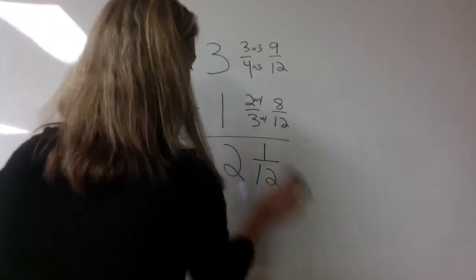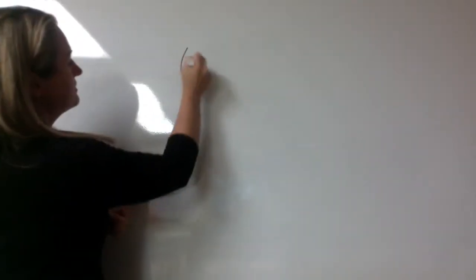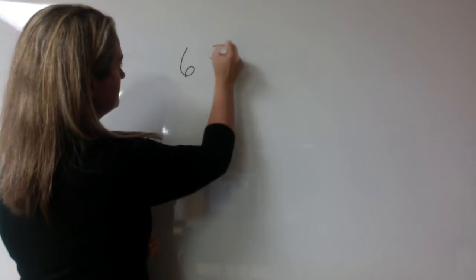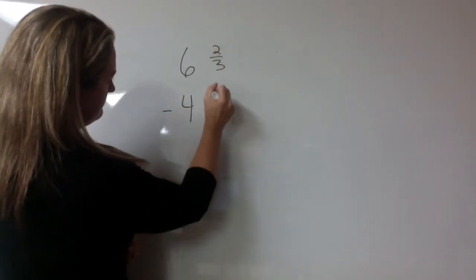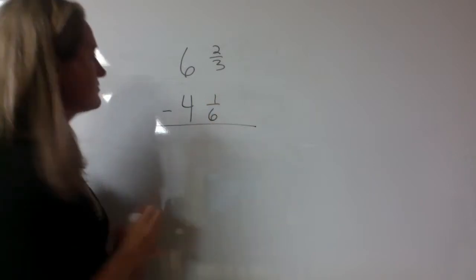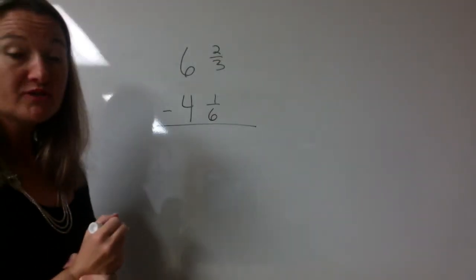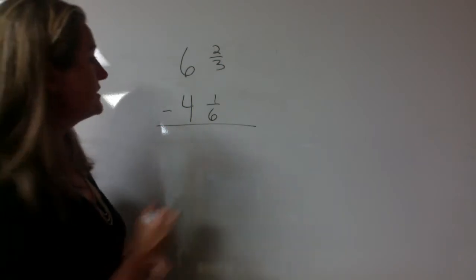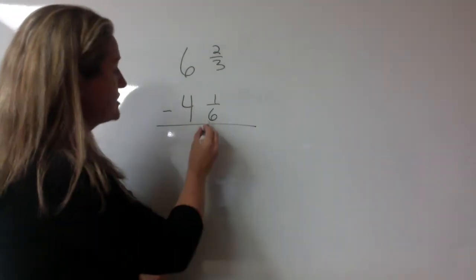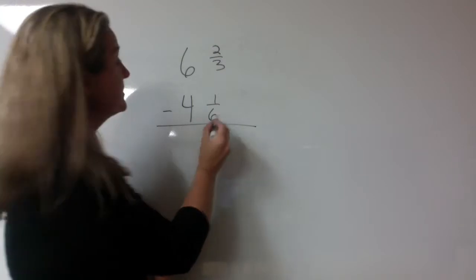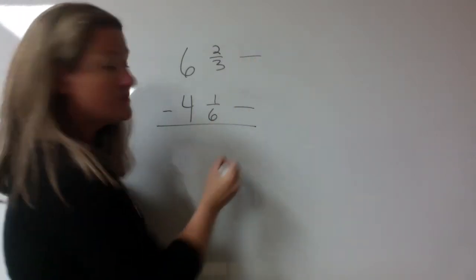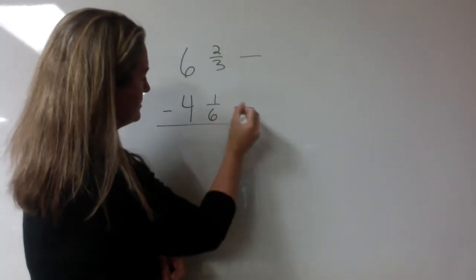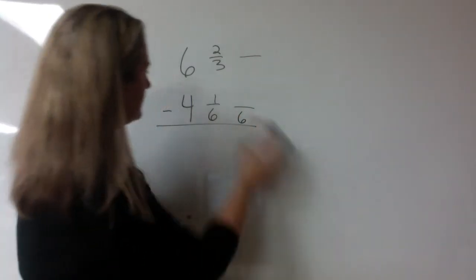Let's work out one more example where we don't have to do any regrouping. All right, 6 2/3 minus 4 1/6. So we look at the fractions first. Can we just subtract them? Nope, we got to get common denominator. The common denominator of 3 and 6 would be 6. This one we just leave alone, so actually I don't even need to do anything right here.